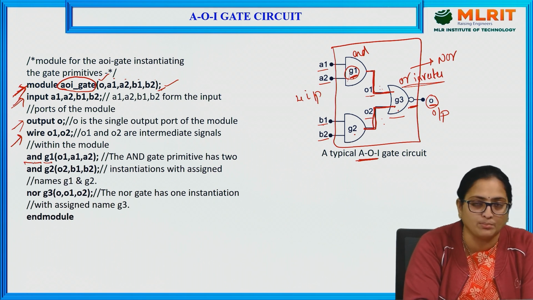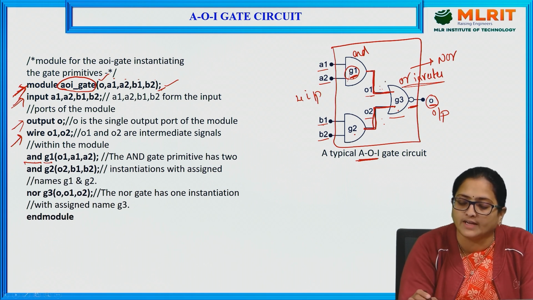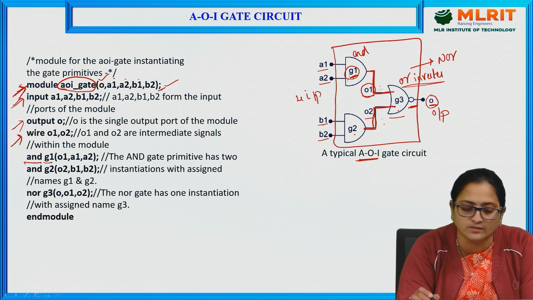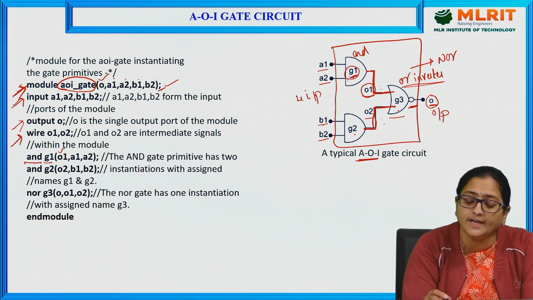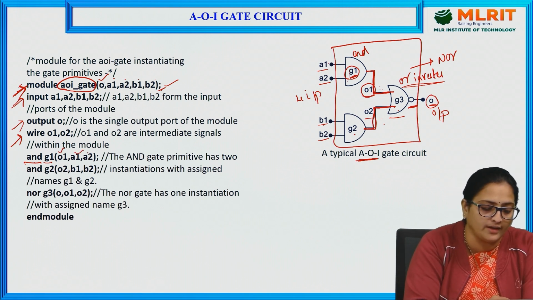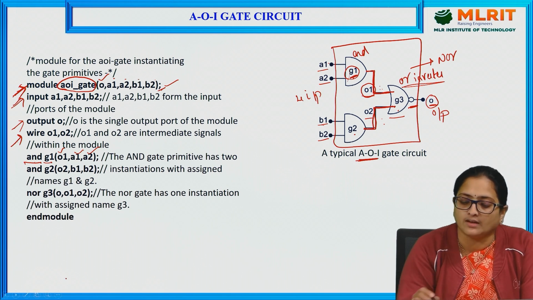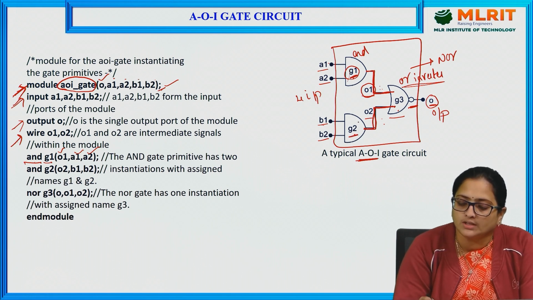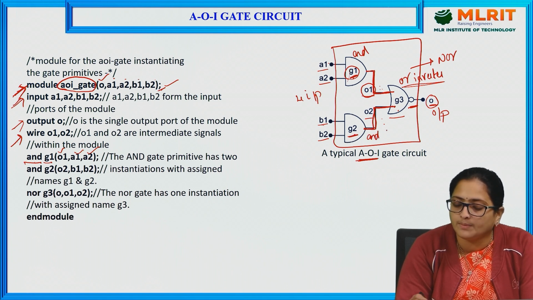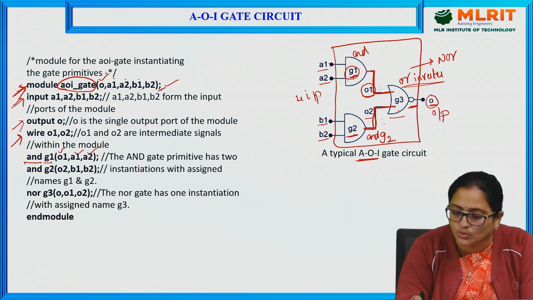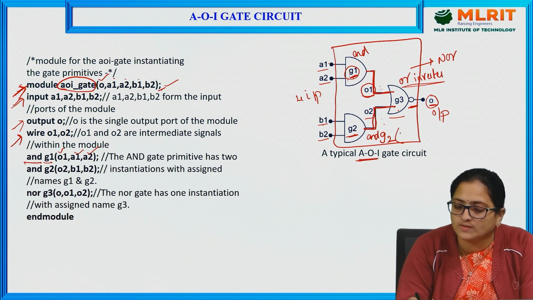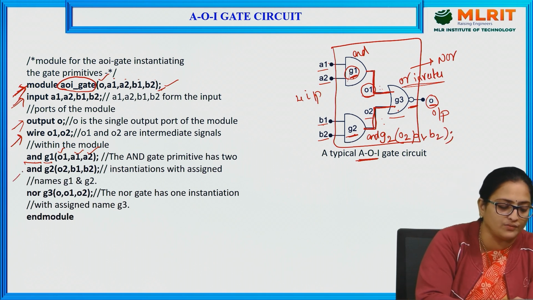So AND is a primitive, gate name is G1, and the output of the AND gate is given to a wire O1. So I call it O1, and the inputs of the AND gate are A1 and A2. Similarly, for AND gate 2, this is an AND gate. So I am calling an AND primitive, and this gate name is given as G2, and the output of this G2 is given as O2, followed with the inputs which are B1 and B2. The same thing I have taken here.